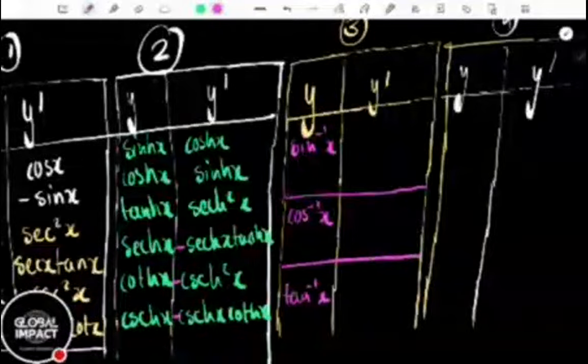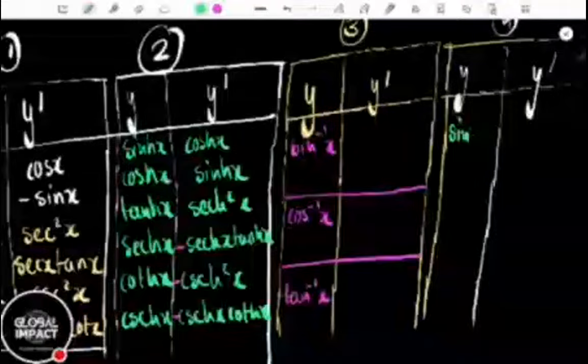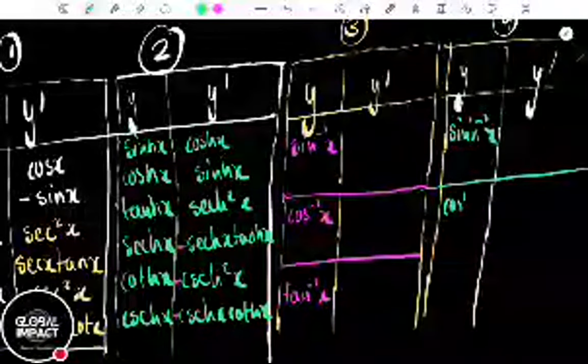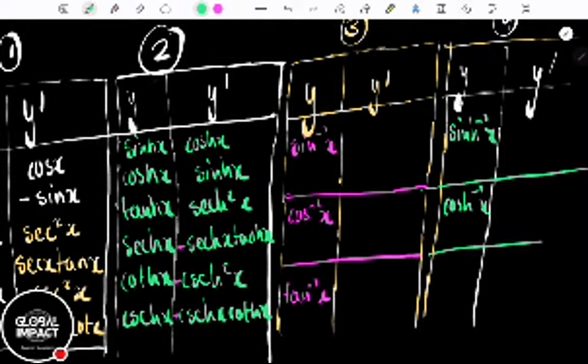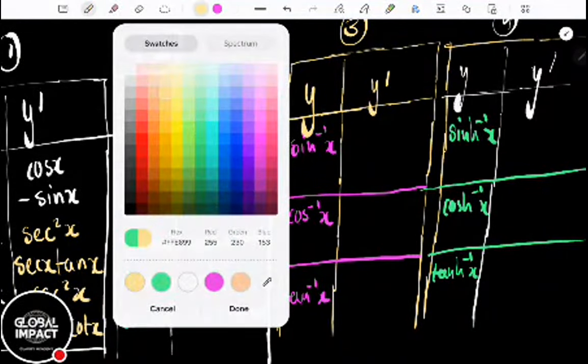These are inverse trig. Then if I know inverse trig, I'm going to do inverse hyperbolic. So sine hyperbolic inverse of x. Then here I'll do cos hyperbolic inverse of x. Then tan hyperbolic inverse of x. Make the tables. You have to know this now.